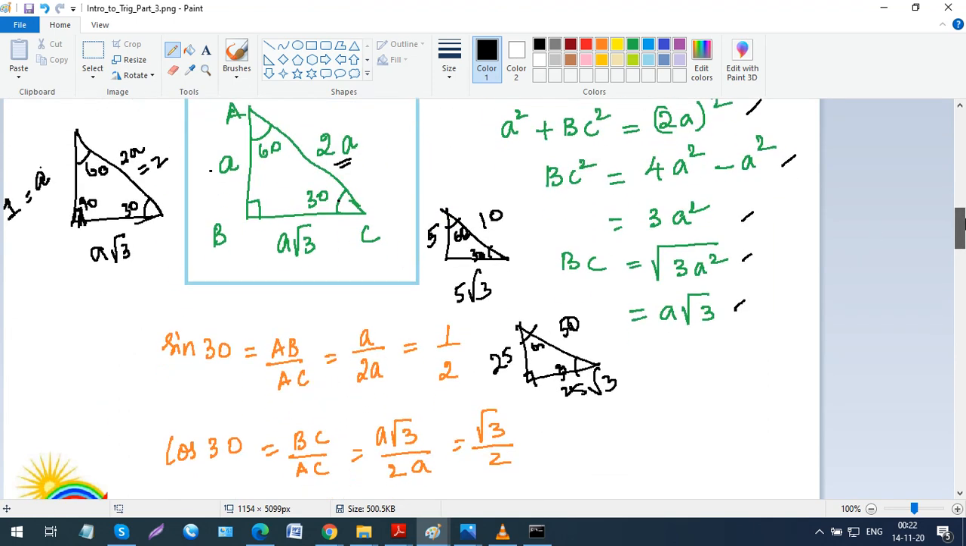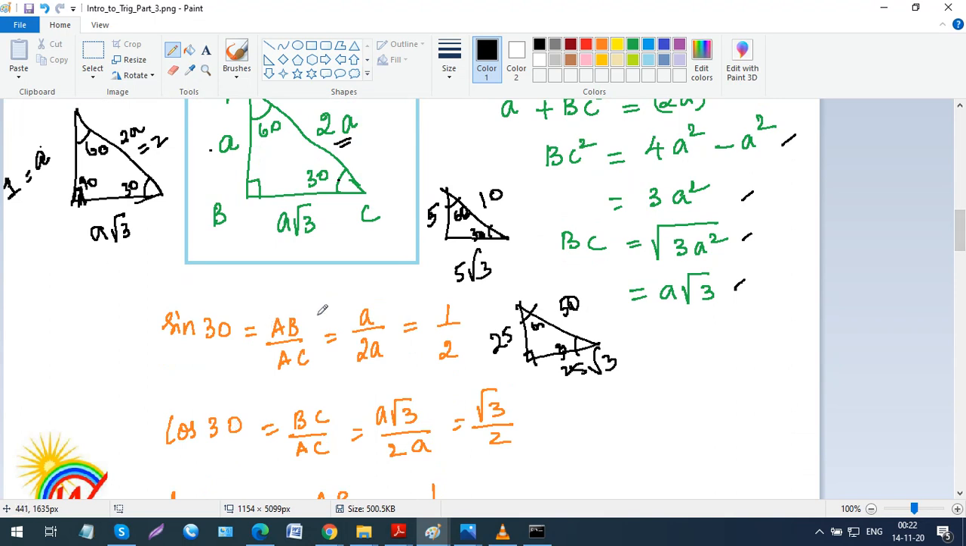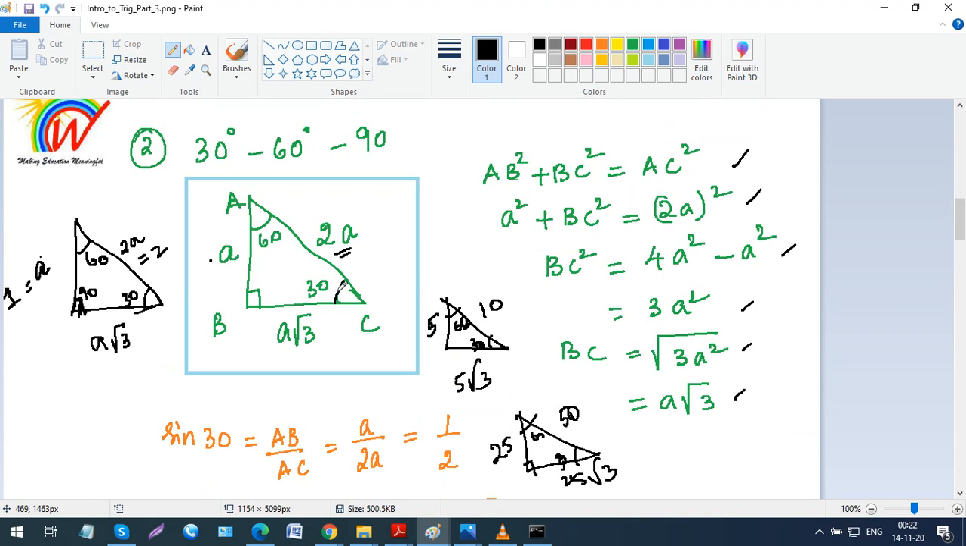Now if you want to find sine 30, you have to use the 30 degree angle. Go to 30 degree over here and see opposite over hypotenuse. So opposite is A, hypotenuse is 2A. So A over 2A. A gets cancelled and you get 1/2.